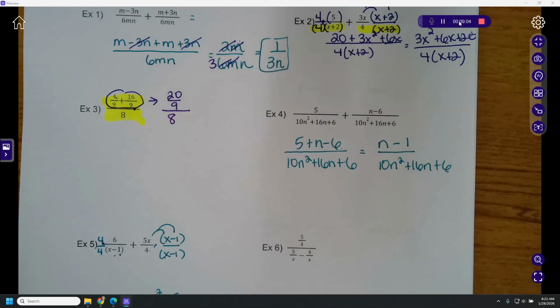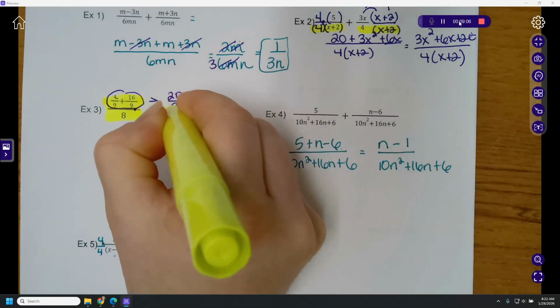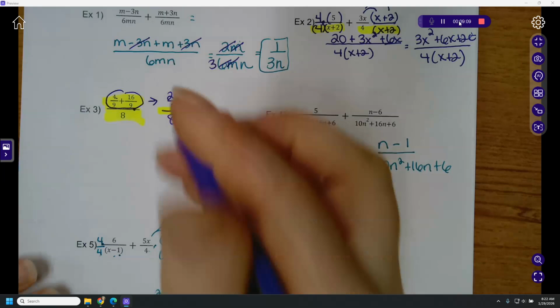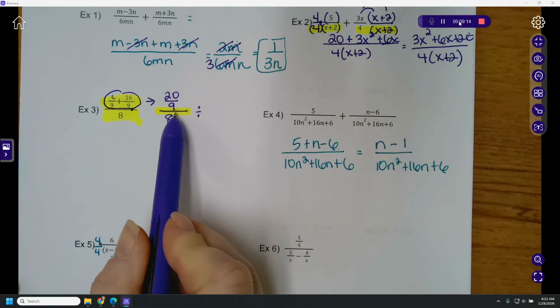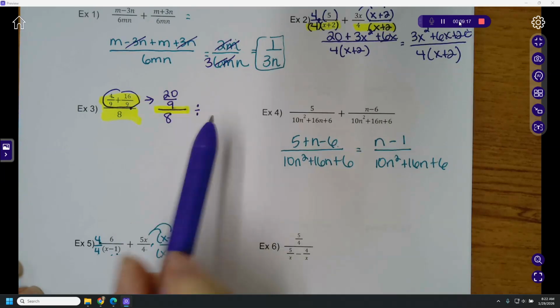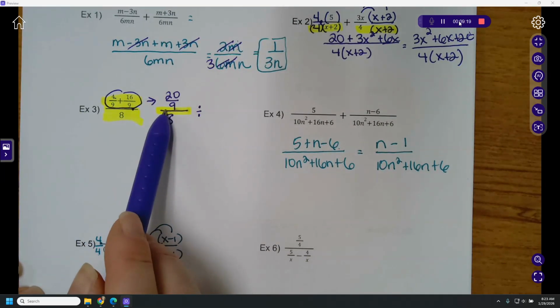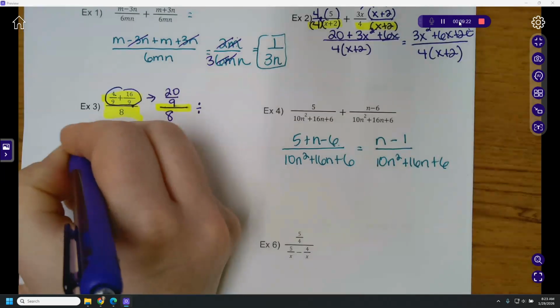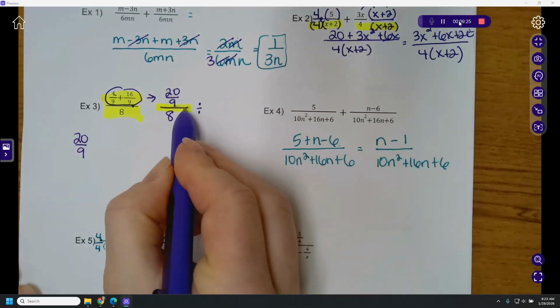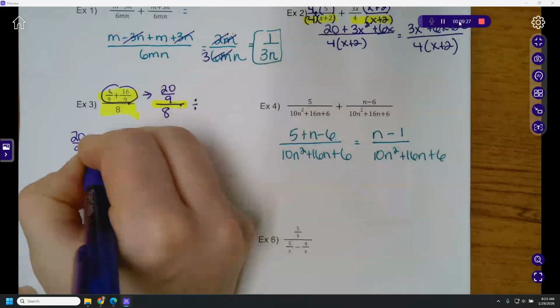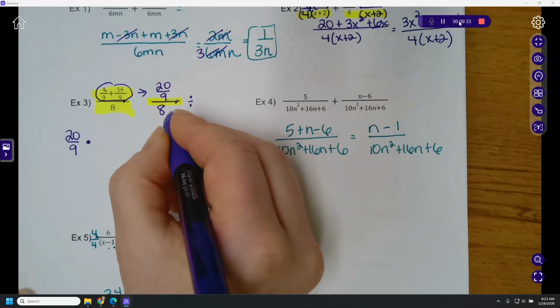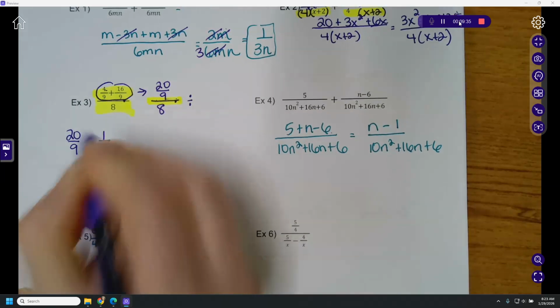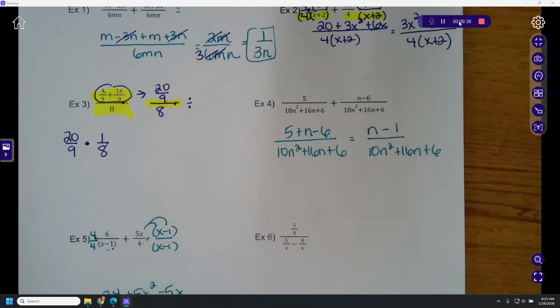So how I like to think of this next, when I have two fraction bars, is a fraction bar is the same as a division bar. So I am going to think of this fraction bar as division, and I'm going to use what we did yesterday. So I'm going to keep 20 over 9 the same. I'm going to change this division to a multiplication. And what's the reciprocal of 8? Or flip the 8, what would that be? 1 over 8. So that is how you would change what I call a stacked fraction to multiplication of fractions.